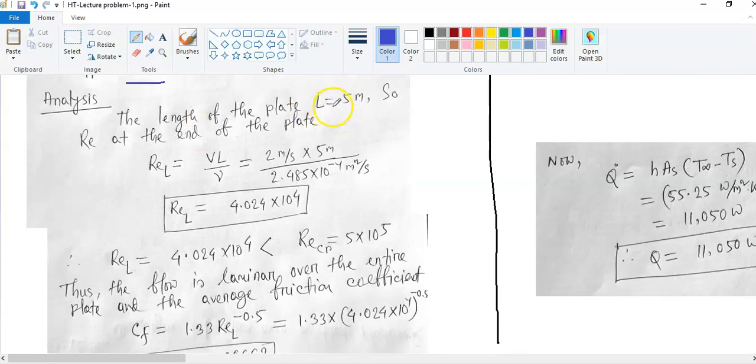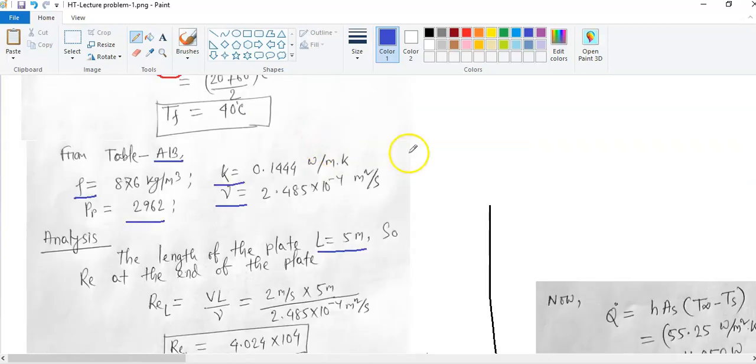When it is a 5-meter long plate, let's check whether the flow is laminar or turbulent. You have the plate like this, it is 5 meters long, and the oil is flowing over the top surface of this plate. We don't know the flow regime, the flow pattern, whether it is laminar or turbulent. So this is really important.